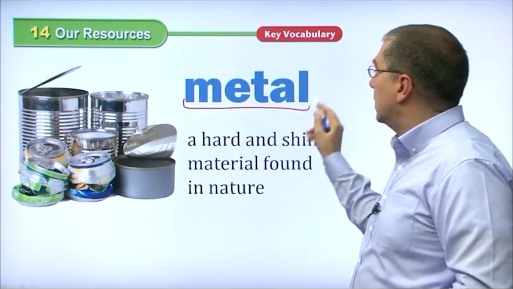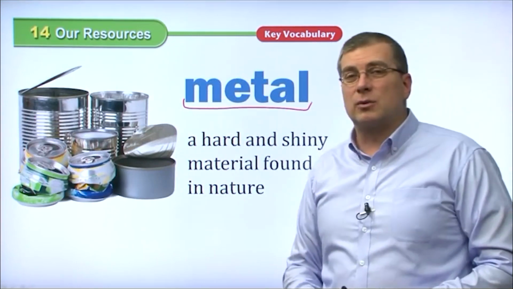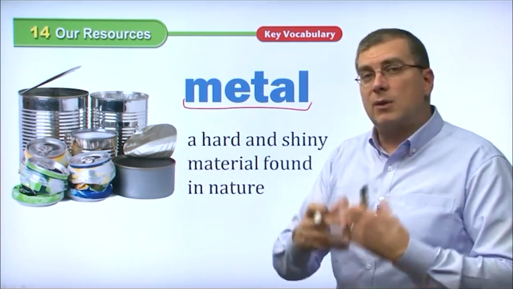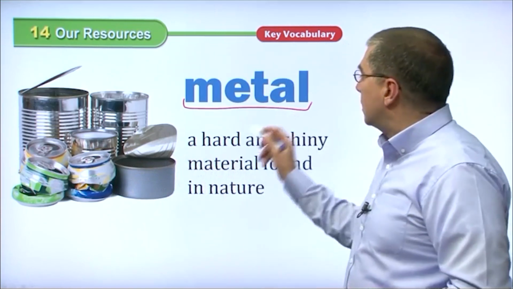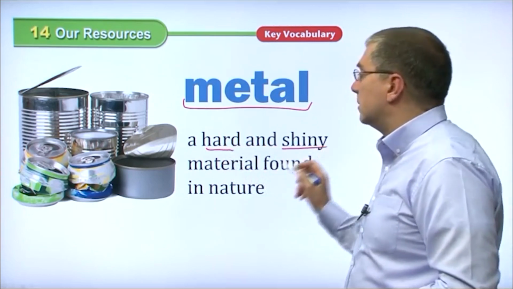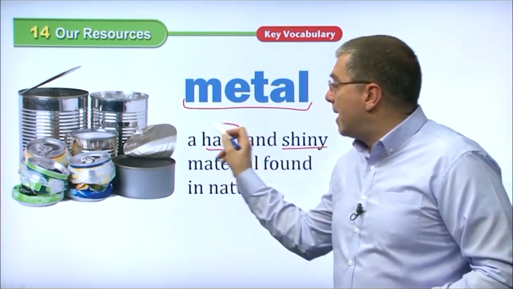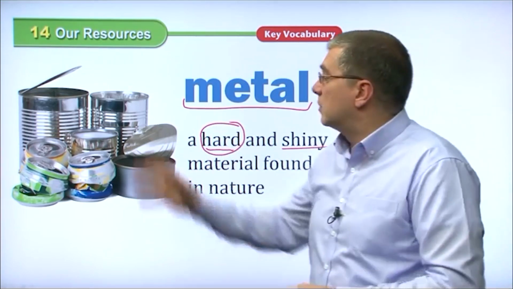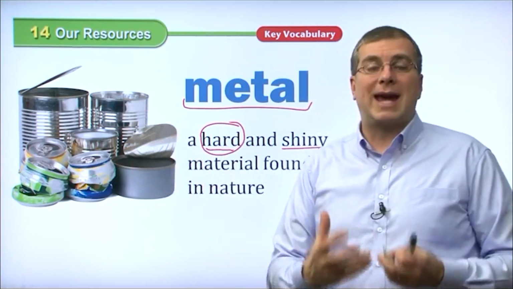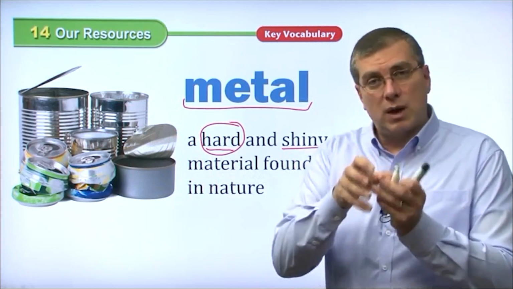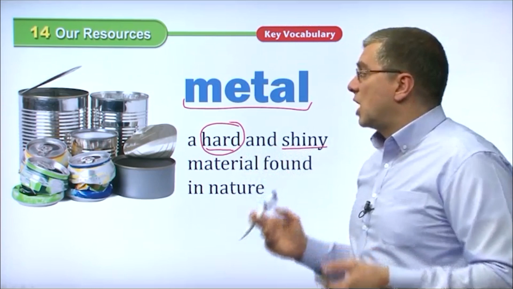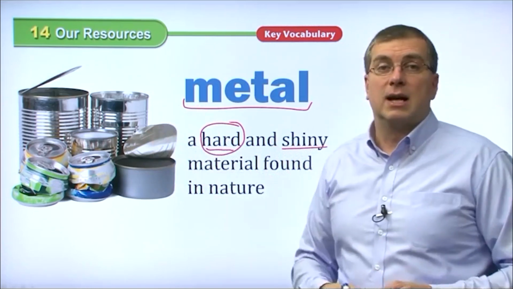Also, we have metal. Metal is not really a natural resource. We get it from nature. We get it from ore. We melt it down and we make metal from it. Metal is a hard and shiny material found in nature. The main thing about metal is that it's hard, it's tough, right? So if we put something in a metal canister, it protects whatever we have inside. That's very important. It's hard and it's shiny. That's just another quality of the metal.